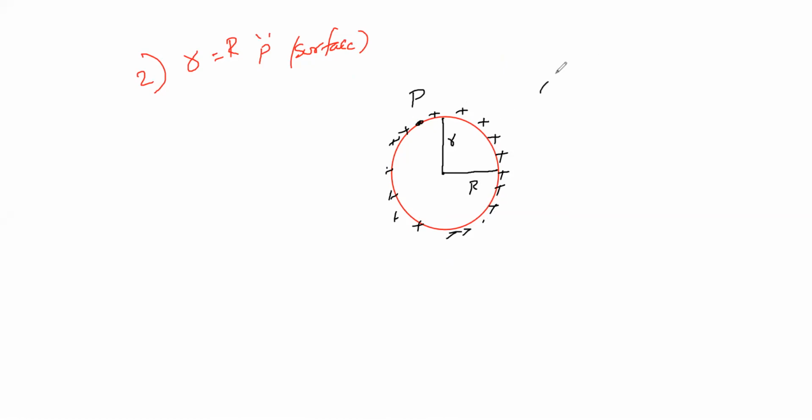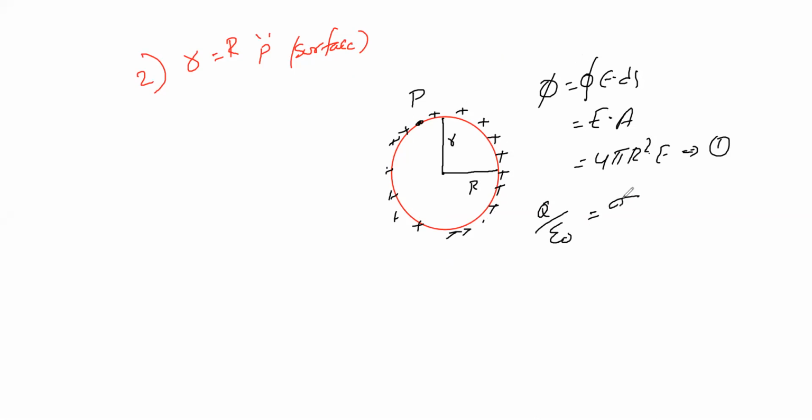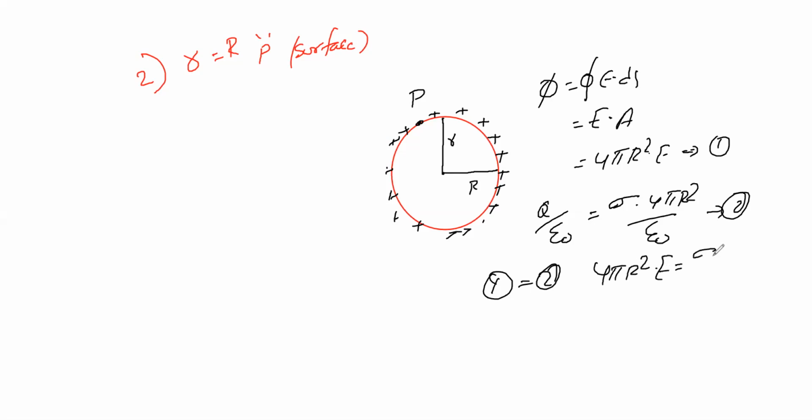First, let's see phi is equal to closed integral E into ds. So it is nothing but E into area. It is nothing but 4 pi r square into electric field E. This is the first equation. Here, since small r is equal to capital R, Q by epsilon naught is nothing but sigma into 4 pi capital R square by epsilon naught. These are the two equations. So I am equating first and second. When equating, 4 pi r square into E is equal to sigma into 4 pi r square by epsilon naught.